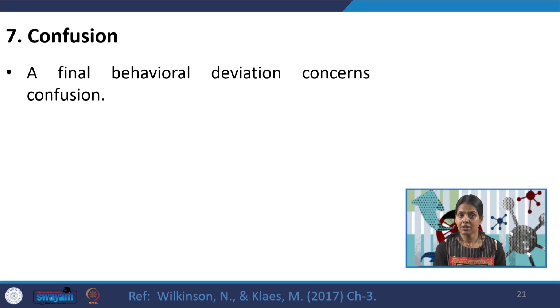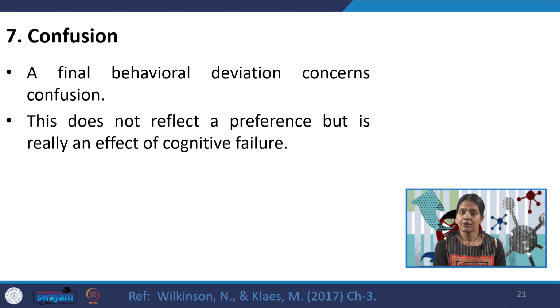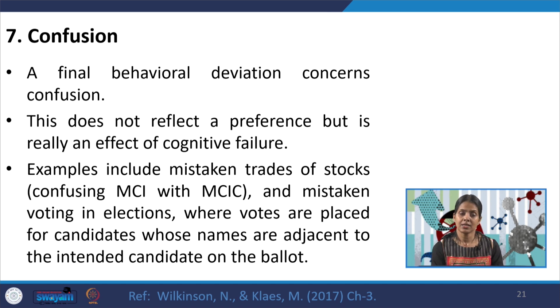A final behavioral deviation concerns confusion. This does not reflect a preference, but is really an effect of cognitive failure. Examples include mistaken trades of stocks, for example, confusing between MCI and MCIC, both are basically stocks, and mistaken voting in elections. You wanted to vote for someone, maybe the names are similar, they are placed so close to each other that you end up voting for someone else instead of the individual you wanted to vote for.